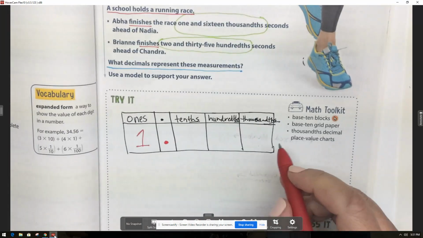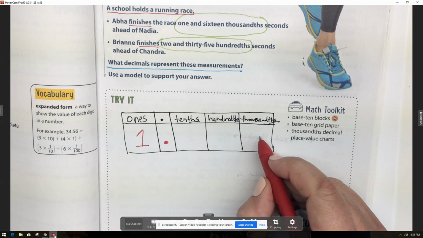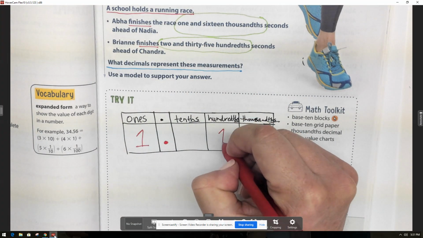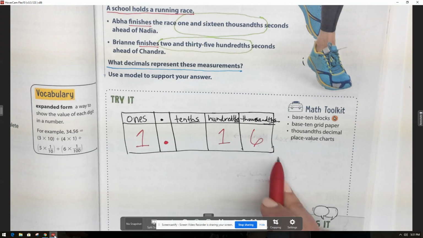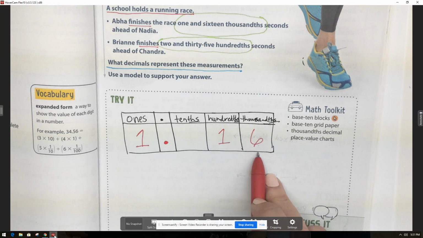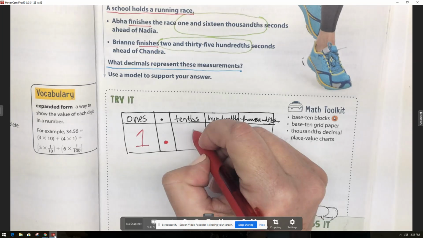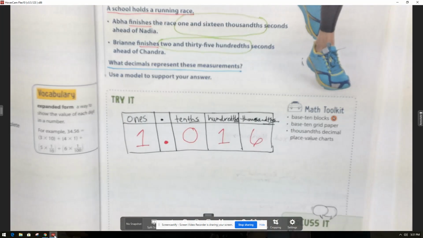So we know that the 16 needs to end at the thousandths, and we know 16 has 2 digits. So we're going to put the 1 and the 6 there so that we have our 6 in the thousandths and then our 1 in the hundredths. But can we leave it like that? No, it's not done yet. We have to put in our placeholder 0. So we're going to put this 0 right there.